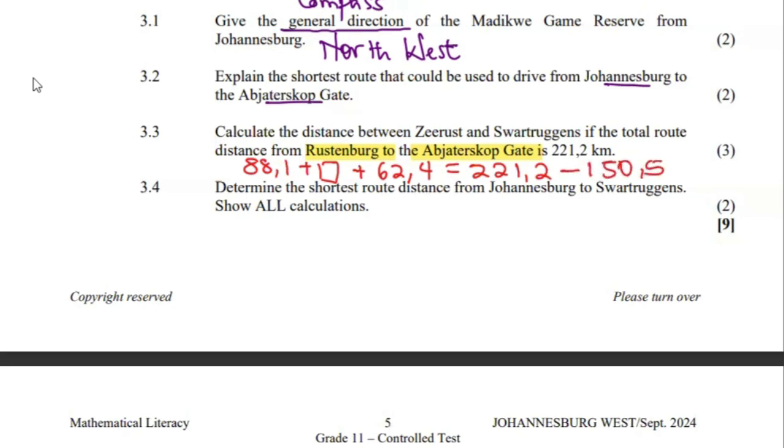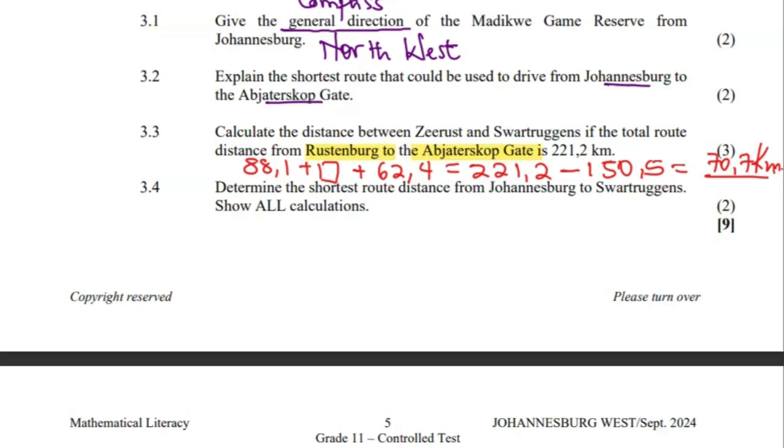So the moment you subtract that, it becomes the unknown distance. So our box will equal to, wait a little bit there. Our box equals to 70. Don't forget the units. Kilometers.